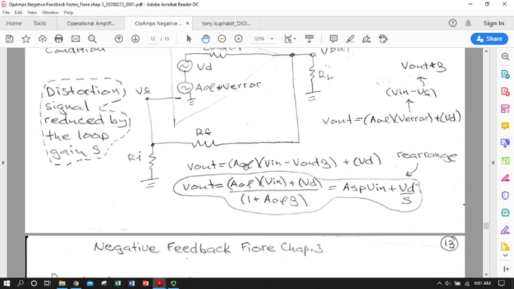Rearrange terms just a bit more. We're going to distribute the A open loop over this term and over that term. And then we're going to take V out times A open loop times beta and move it over the other side. Factor A out back out. And we'll be left with this term on this side, and then we just divide it back. And when we divide it back, we're dividing by everything on this side.